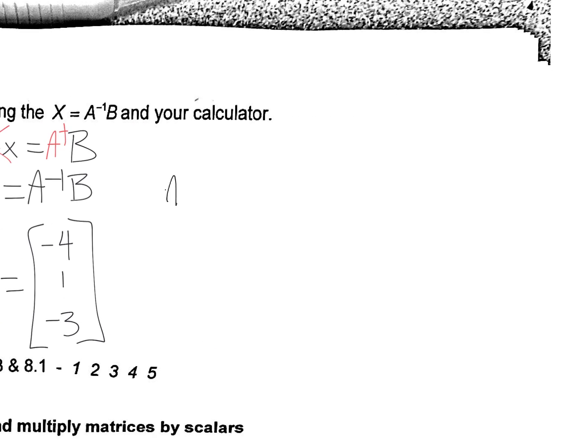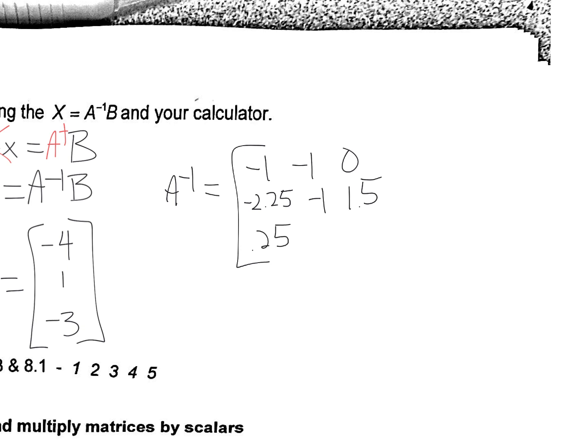So if you did it separately, your A inverse matrix, if you just did A inverse by itself, would give you that matrix, and you would get -1, -1, 0, -2.25, -1, 1.5, 0.25, 0, and -0.5. If that's not what you got, I'd suggest that you check your solutions as you plug those in to make sure. Just want to make sure that's right.